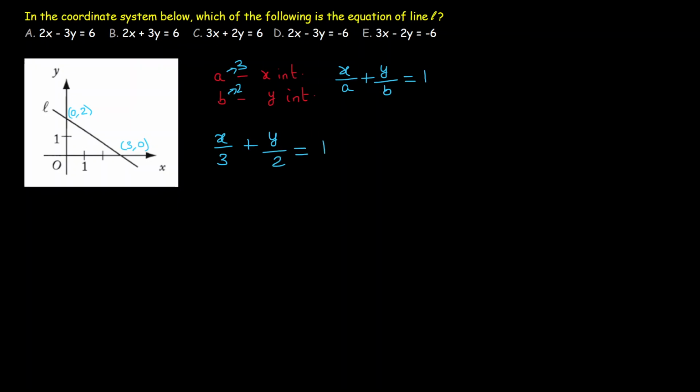If we further simplify it, we get 2x plus 3y over 6 equals 1. I just simply brought these two fractions to a common denominator, which would be 6, and rearranged the terms. So the equation of the line becomes 2x plus 3y equals 6, and let's see if we have that as an answer. There you go. That's our final answer, which would be B.